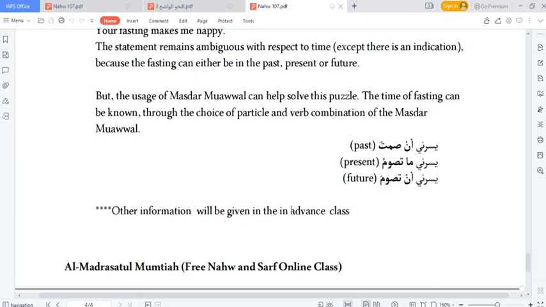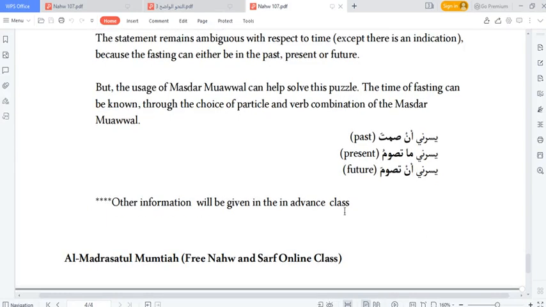So other information will be given in the advanced class, inshallah. So this is where we are going to stop the class on Masdar Muawwal, the returning verbal noun.